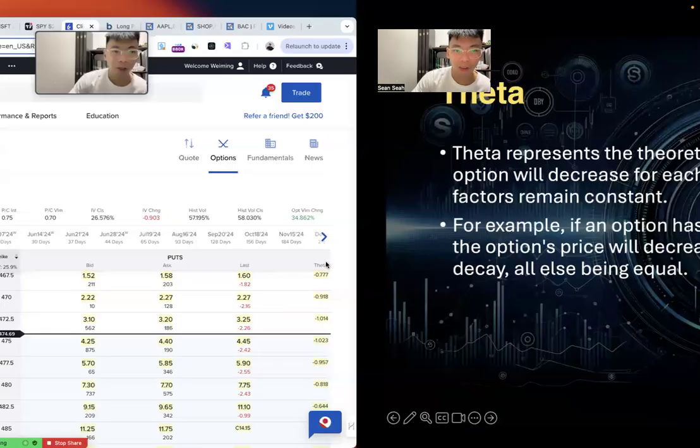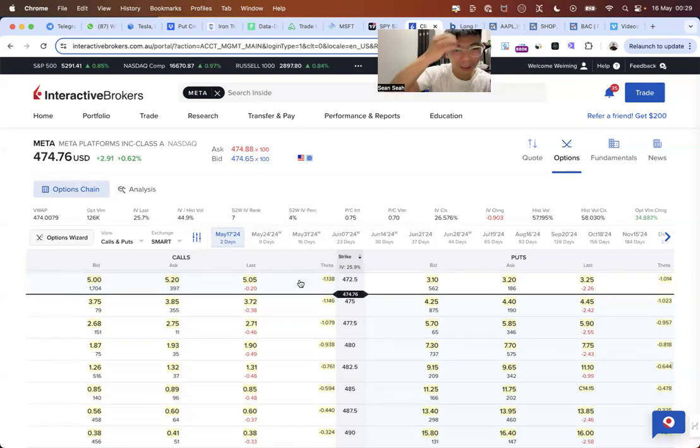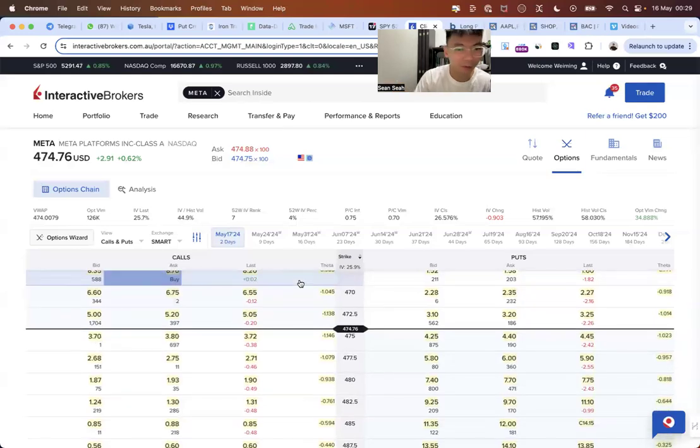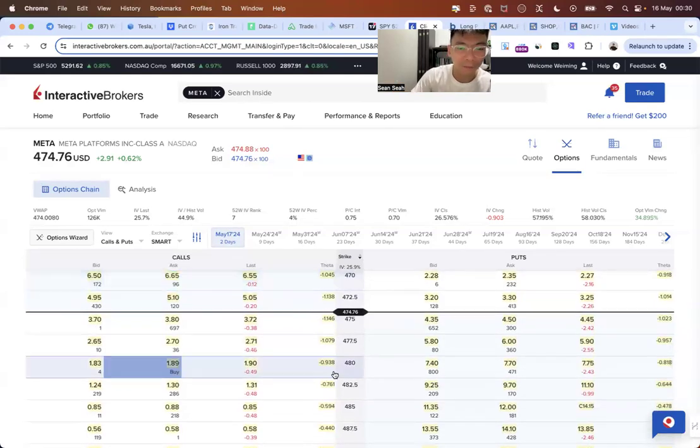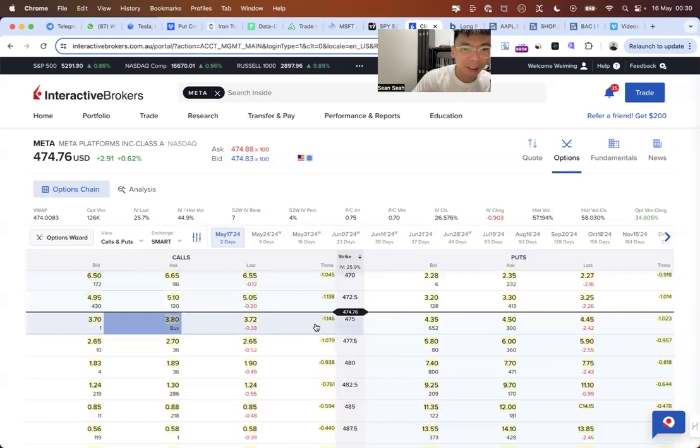Now let me share with you this. For example, if we choose to buy an option, you can see that this option has 2 days left. For discussion's sake, let's go for a 475 call. The 475 call is right over here. You can see that the theta is minus 1.146. It means that every single day the option's value will drop by 1.146.